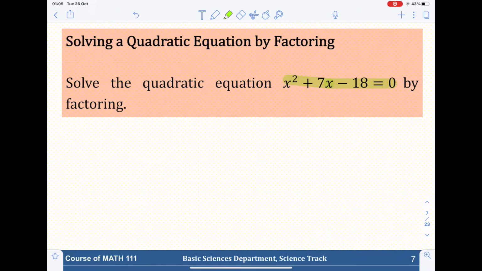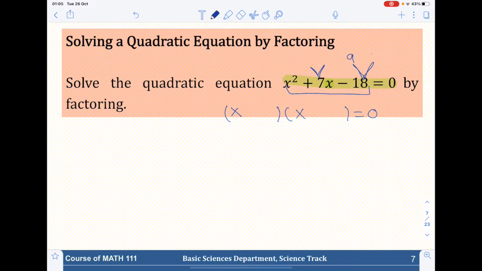So let's see how we can solve this one. We will factorize this side. So x, then x equals 0. So what are the two numbers that the product of them equals 18 and the sum equals 7? Let's see. We can have, for example, 9 and 2.